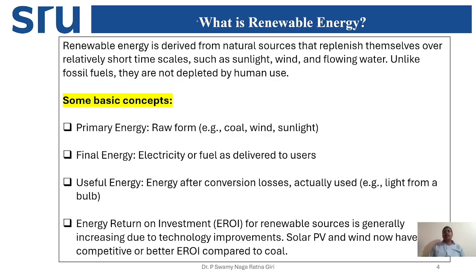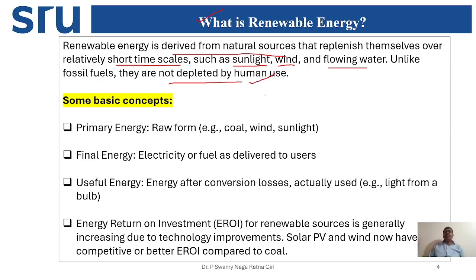So let us discuss what is actually meant by renewable energy. Renewable energy is derived from natural sources that replenish themselves over a relatively short time scale. That means every day we can get renewable energy, it is renewed daily due to the natural resources we are getting. For example, sunlight is one source that we get continuously every day, and wind energy, tidal waves, and flowing water. Unlike fossil fuels, they are not depleted by human use.